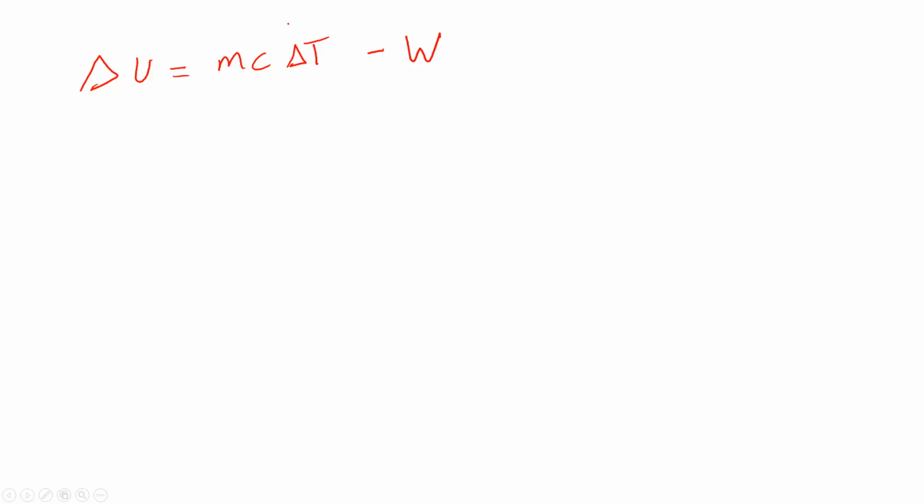You see where I got that? Since delta U is equal to MC delta T, which is equal to Q. Yep. So since Q equals MC delta T, we can now plug that into our formula for a change in internal energy.